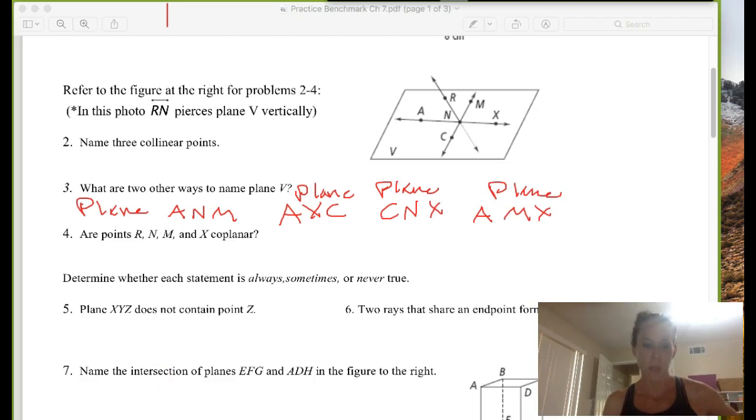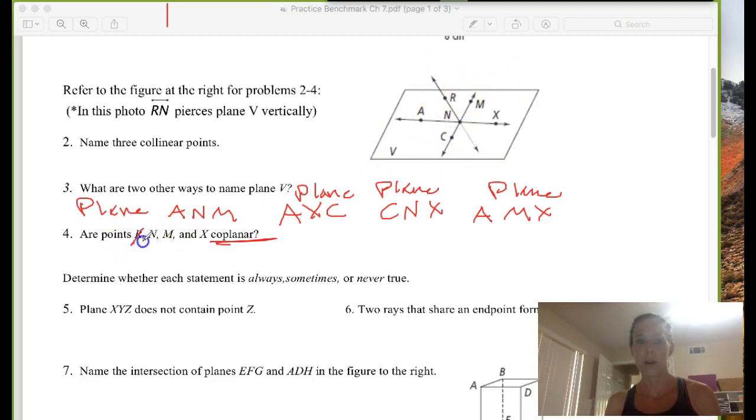All right, on to number 4. Are points N, M, and X coplanar? They're co-pilots. They're on the same plane. So R is up here. Remember, this pierces through this plane. It's not lying on the plane. It's hard to tell in this picture, but that's dotted. This person is through the plane, so R is not actually on this plane.